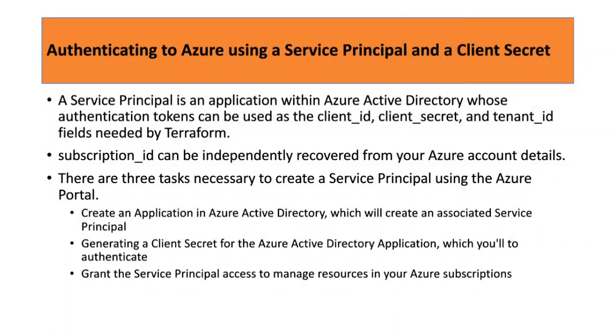There are 3 tasks to create a service principal using the Azure portal. First, you have to create an application object in Azure Active Directory. Next you have to generate a client secret, and if you are using a client certificate, then you have to generate a client certificate. And finally you have to grant the application object which you have created access to the subscription, so it can access the resources.